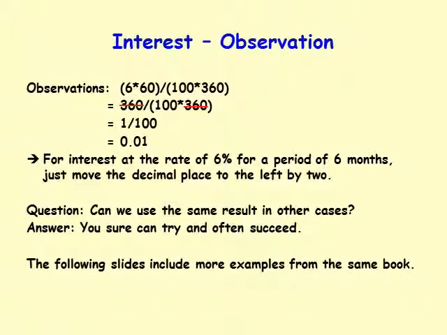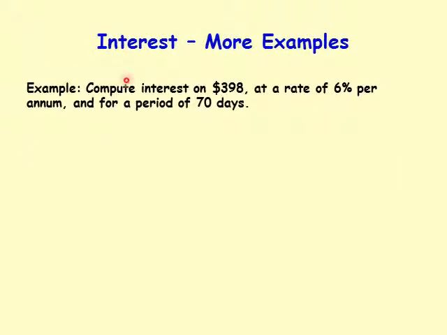The following slide includes more examples from the same book where we use a different number of days. Example: compute interest of $398 at 6% per year. We still have the same rate, but we have 70 days now. We know that for 60 days, the interest would be $3.98. Move the decimal place 2 places to the left. So just did that. Our $398 becomes 398 cents, which is $3.98.